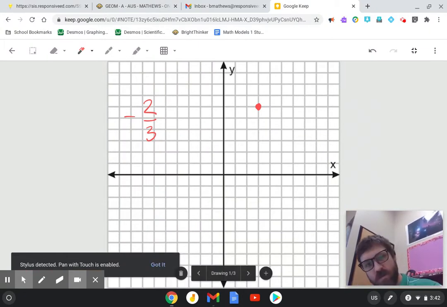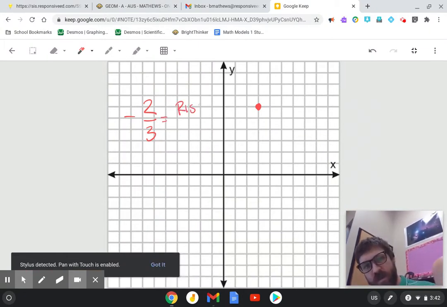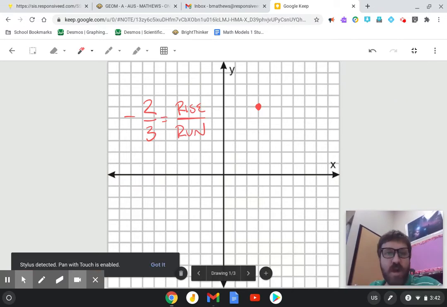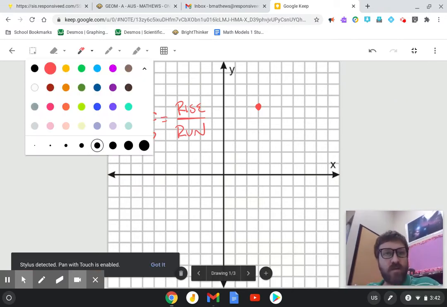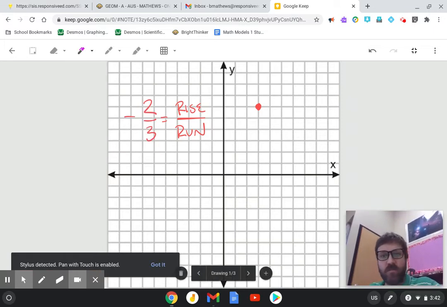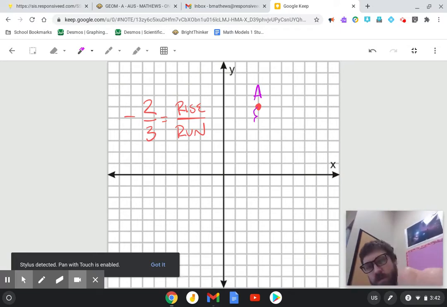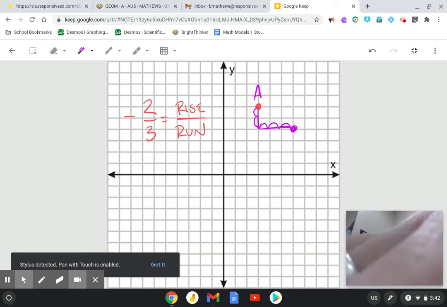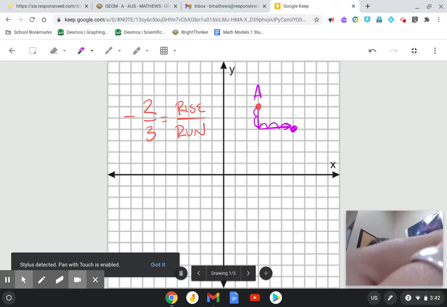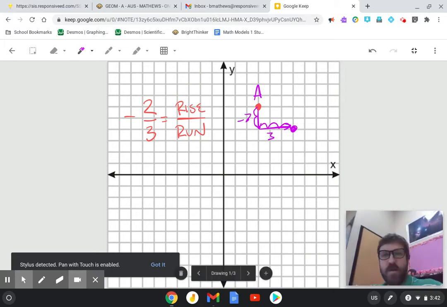So if negative 2/3 is my slope, that means that this line is going to rise, or in this case go down 2 because it's negative, and run 3. So I can easily just count the spaces from one point to the next. If this is already one of my points, we'll call that point A. I want to go down 2, 1, 2, over 3, 1, 2, 3. There's a new point right there because it went down 2 over 3.